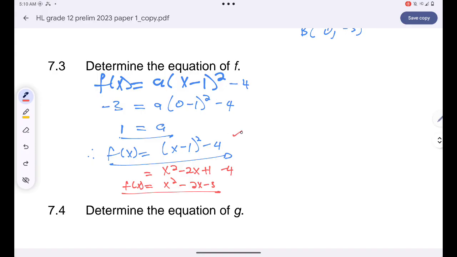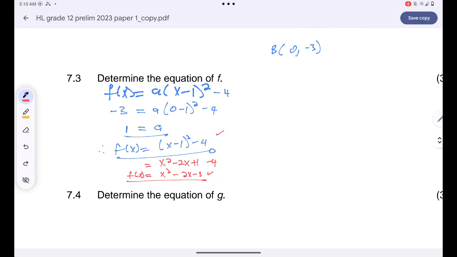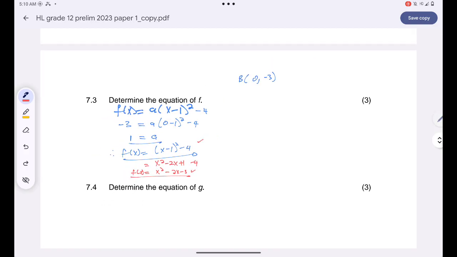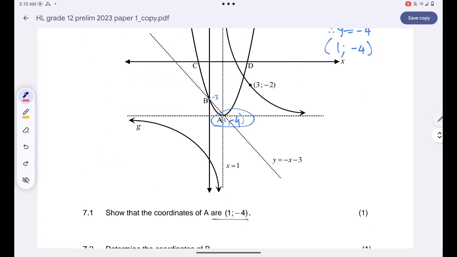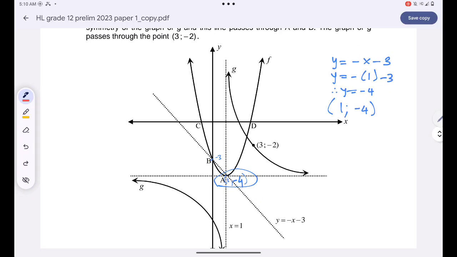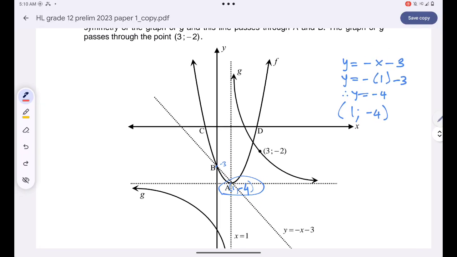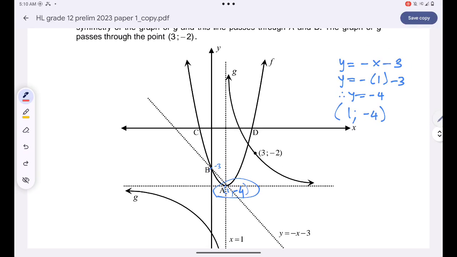So you can leave your graph like this or like this. It's still the same thing, guys. Okay, and then now they want us to find the equation of g. Where is g? g is our hyperbolic function, right? And I know that g of x will be equal to a over x minus p plus q.